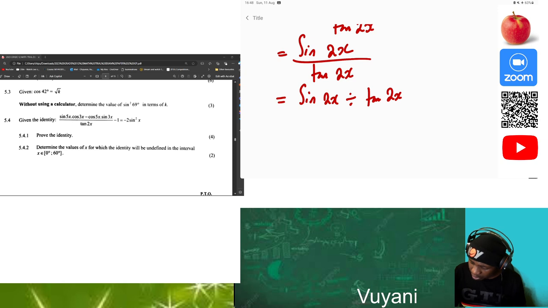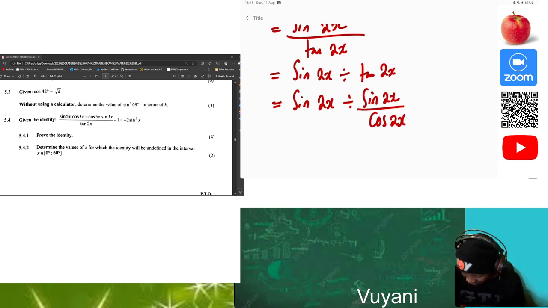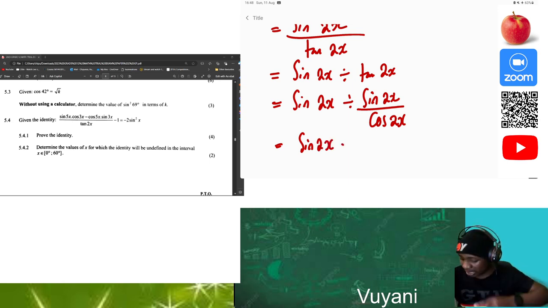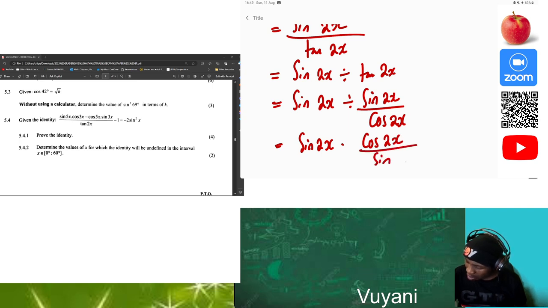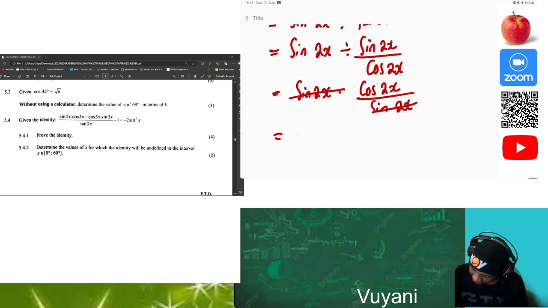So what is tan 2x? This will be equal to sine of 2x divided by cos of 2x. This will be equal to sine of 2x multiplied now, because now we are dividing, so that will give us a reciprocal, times cos of 2x all divided by sine of 2x. Then of course these cancel each other. Now we are left with only cos of 2x on the left hand side.